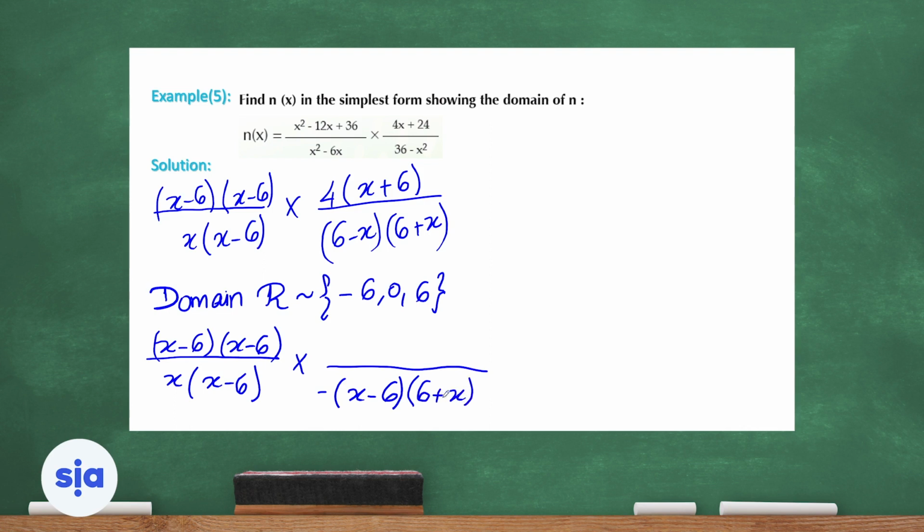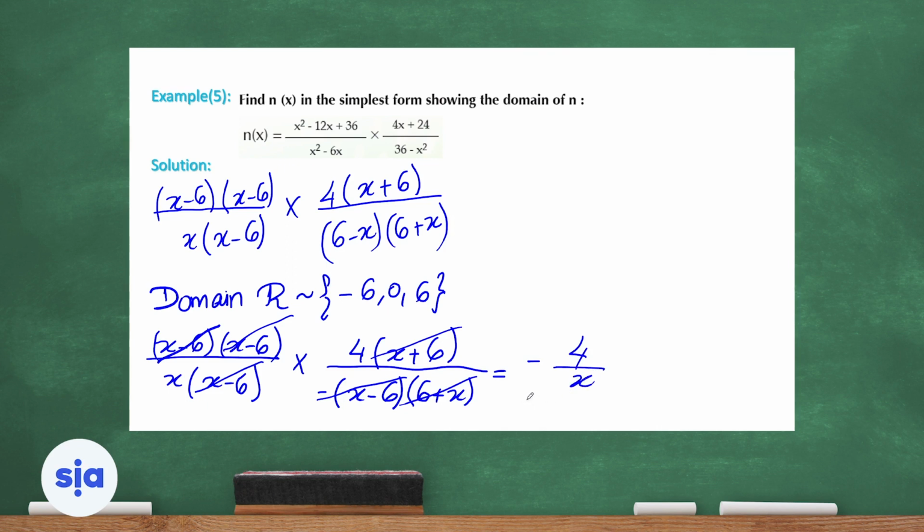6 plus x is the same as x plus 6. Let's now simplify. Cross out numerators with denominators if they are identically the same. So x minus 6 with x minus 6, another x minus 6 with x minus 6, and x plus 6 with x plus 6. So what would be left is negative 4 over x.